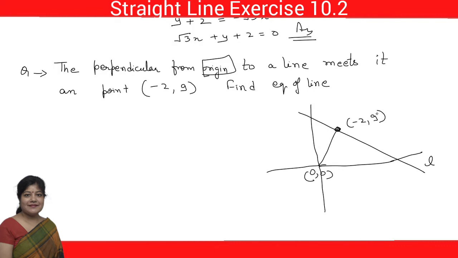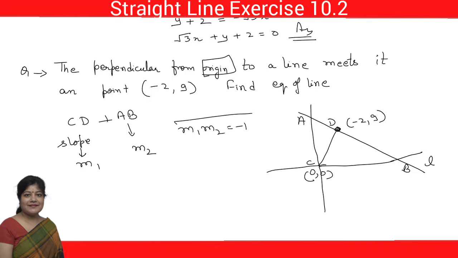Now, if I mark it as A, B, C, and D, we can see that CD is perpendicular to AB. So the slope of CD, let it be M1, and the slope of AB, M2. Since they are perpendicular, M1 times M2 is equal to minus 1.